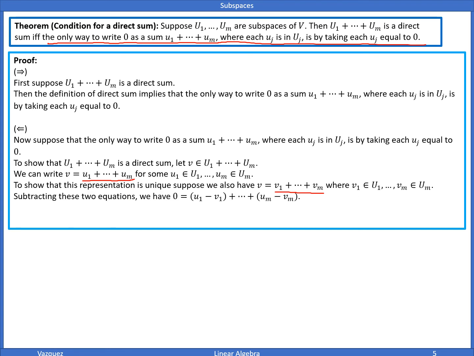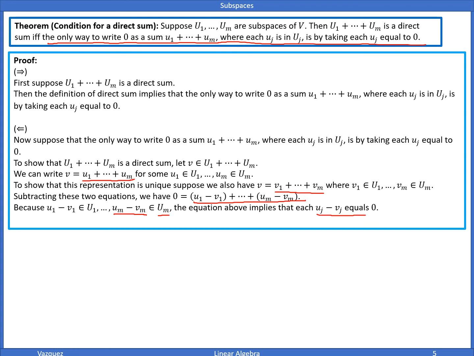Well, subtracting these two equations, we get v minus v is 0, so that's why we have 0 on the left-hand side. On the right side, we have u1 minus v1, and so on and so forth, all the way to um minus vm. And because u1 minus v1 is in U1, and all the way to um minus vm is in Um, well, this equation above implies what?